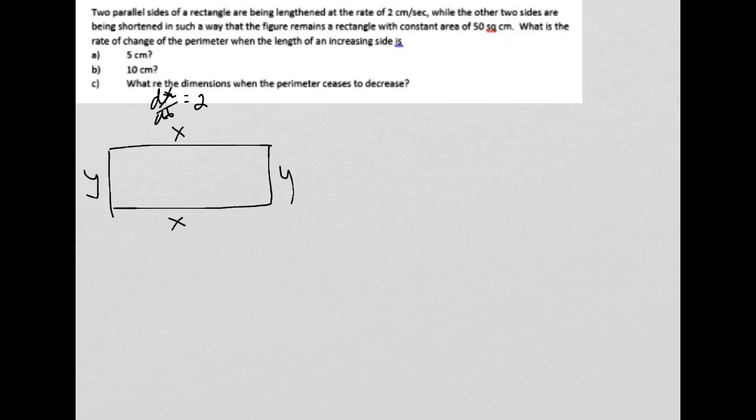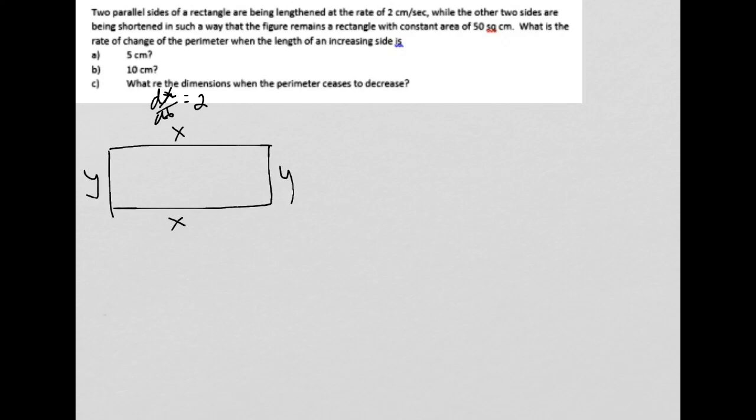So I should get y' values that are negative, because when they tell me it's being shortened to keep that area constant, it should make sense that it's going down if the other ones are going up. Anyway, I'm going to do some scratch work to get a couple of different equations, and then we're going to work with the 5 and the 10 centimeters.